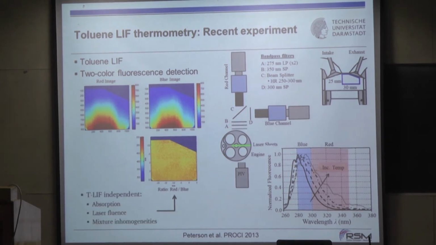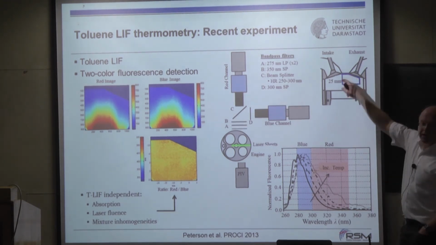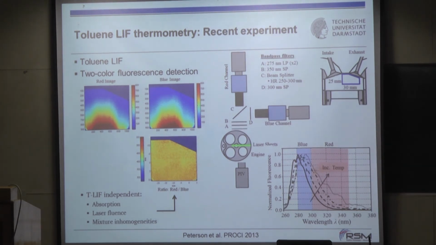And so the good thing about this way to do it is the independency of this approach of absorption, laser fluence, and as well mixture inhomogeneities, if you would have. They are not existent here, and that's why you can't show the benefit over here. But you don't have to take account of the absorption losses. Otherwise, that would be a problem. Measuring the absorption through a cylinder head is not easily done. Yeah. Okay.